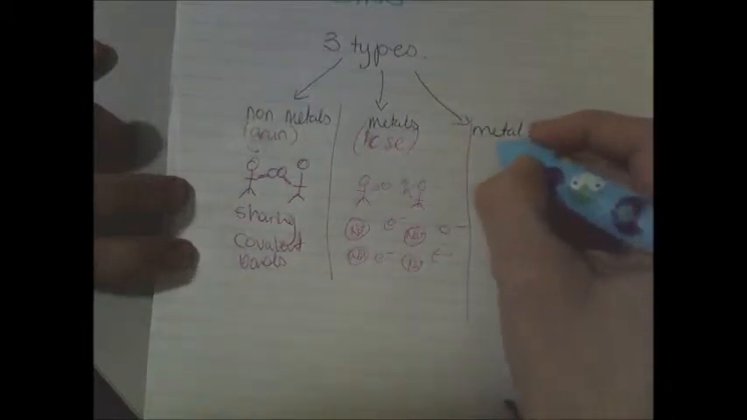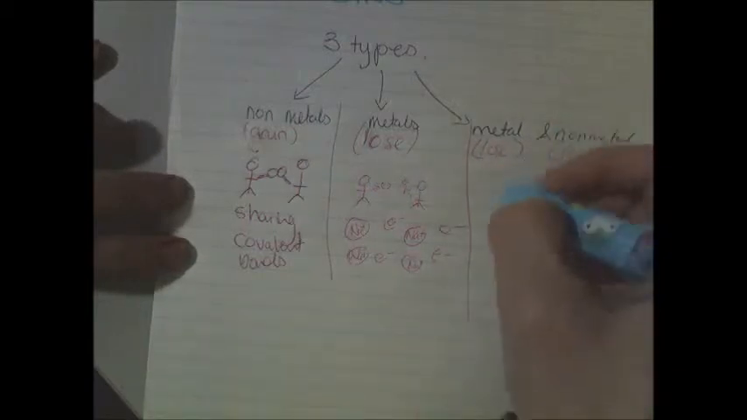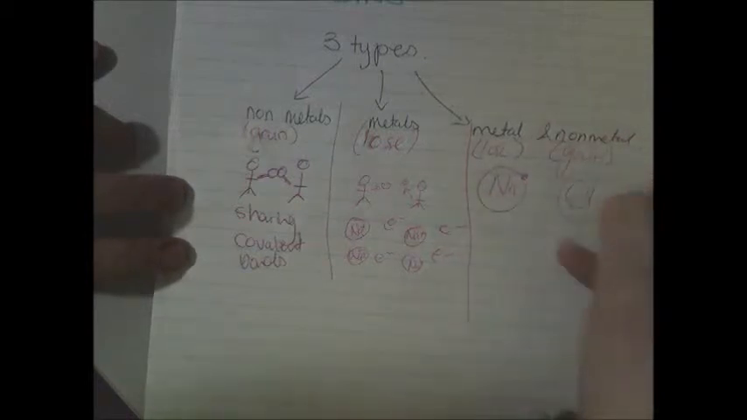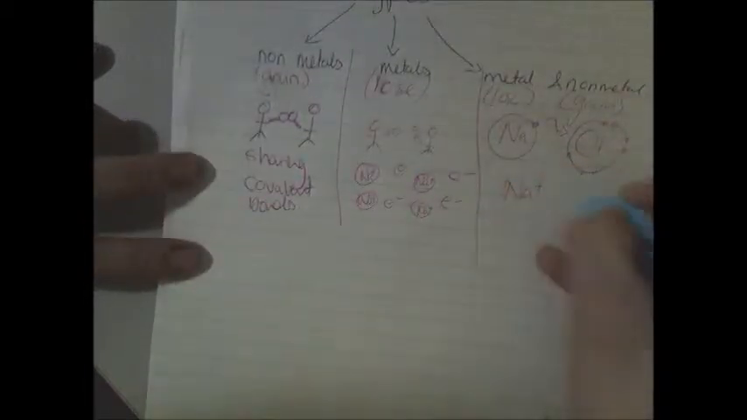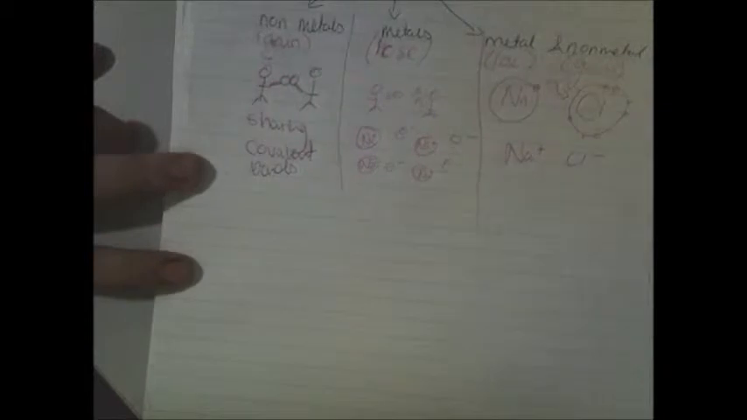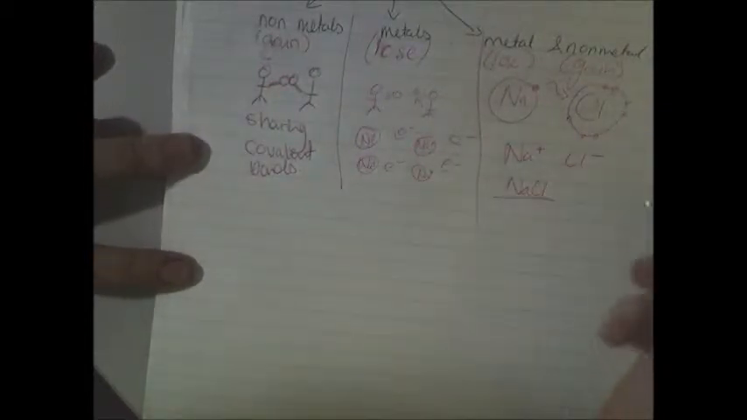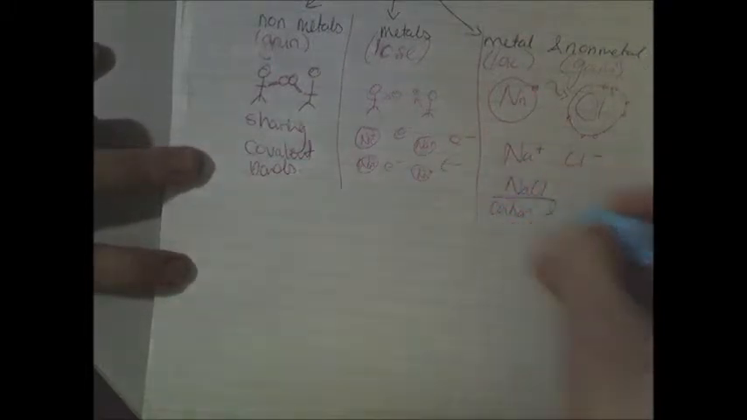Now a metal and a non-metal. Very interesting, because you've got a metal that wants to lose and you've got a non-metal that wants to gain. So let's have a look at sodium, for example, and chlorine. Sodium will donate its electron to chlorine. Sodium will become positive and chlorine will become chloride, which is -1. Together forming sodium chloride, which is an ionic compound. So ionic compounds only have a cation and anion.